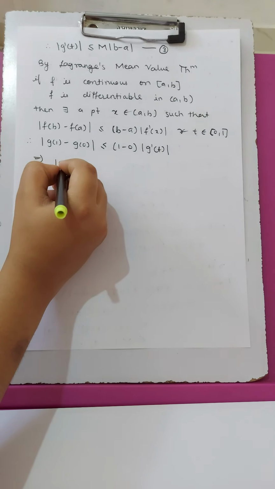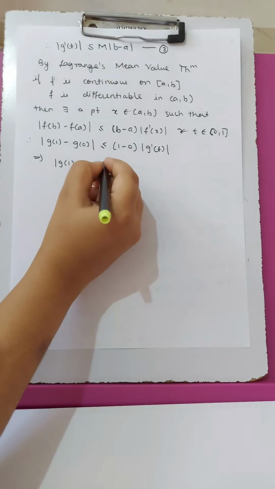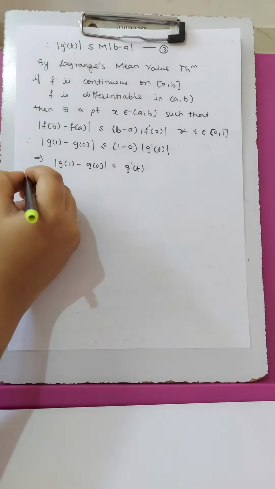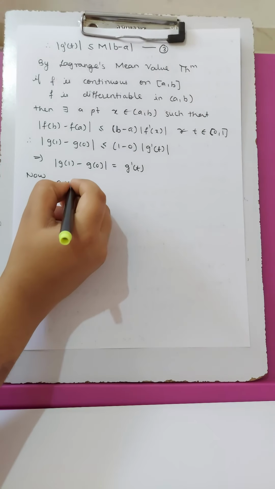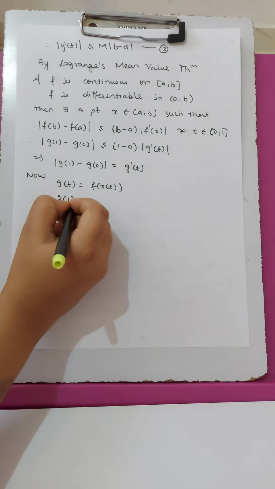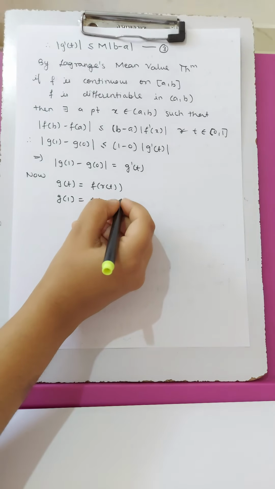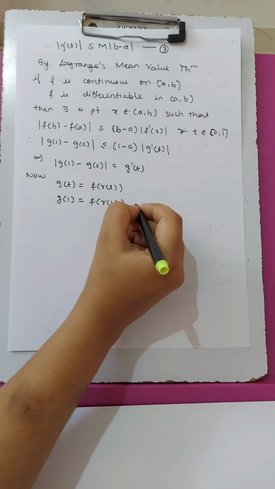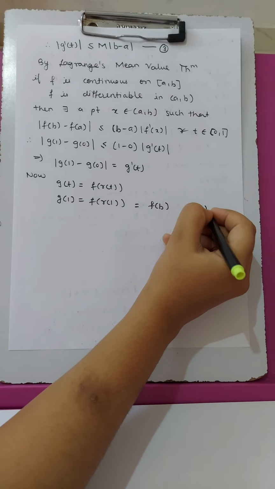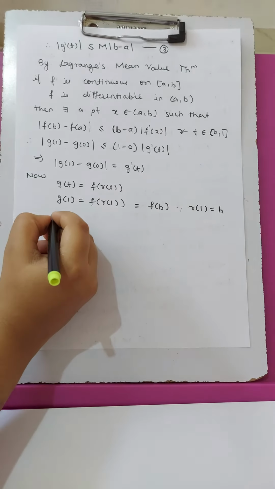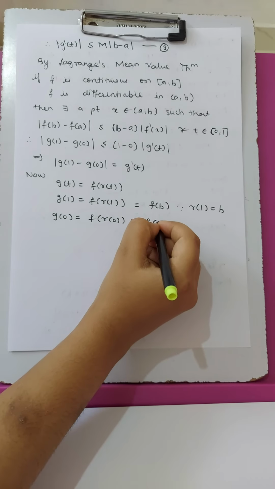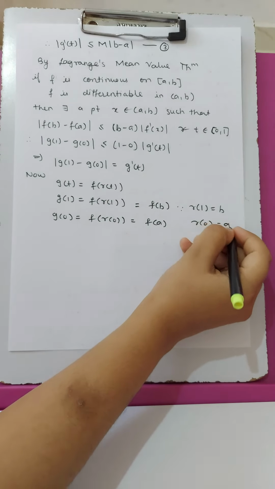So this implies that mod of g(1) minus g(0) is less than or equal to mod of g'(t). Now we know that we have defined g(t) equal to f(gamma(t)). So therefore g(1) is equal to f(gamma(1)), which is equal to f(b), that is gamma(1) is equal to b. Also g(0) is equal to f(gamma(0)), which is equal to f(a), since gamma(0) is equal to a.